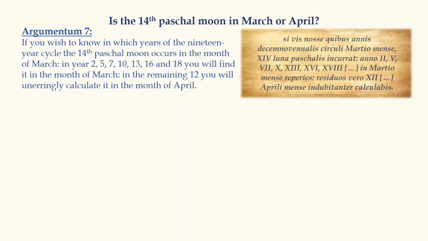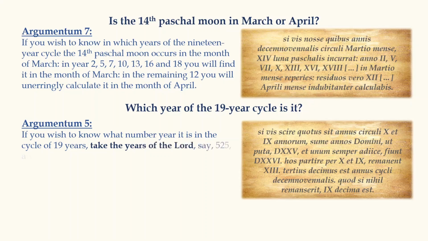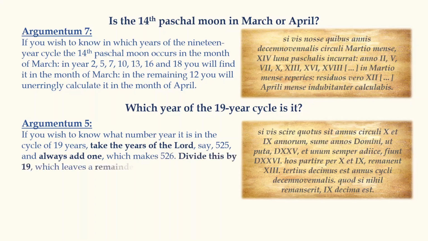Okay, that's clear enough. But the obvious question is, how do we work out what year in the cycle we have? Well, "if you wish to know what number year it is in the cycle of 19 years, take the years of the Lord, say 525, and always add 1, which makes 526. Divide this by 19, which leaves a remainder of 13. It is the 13th year of the 19-year cycle. If nothing remains, it's the 19th."